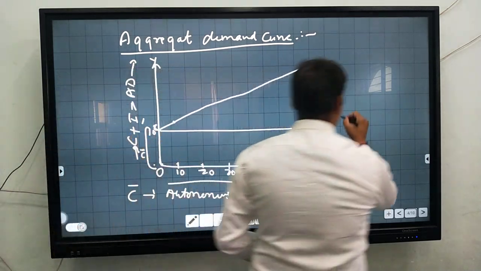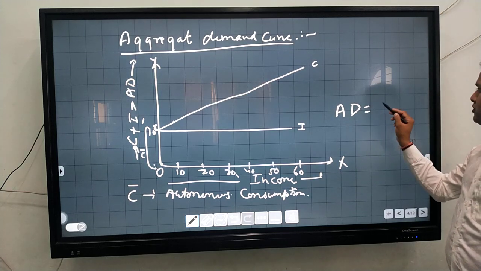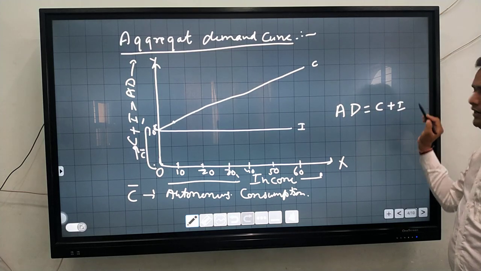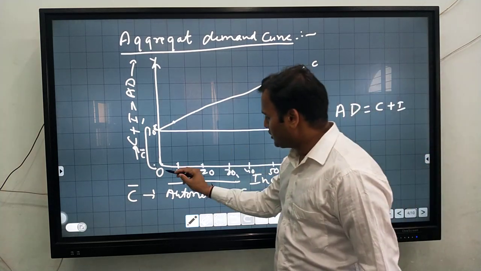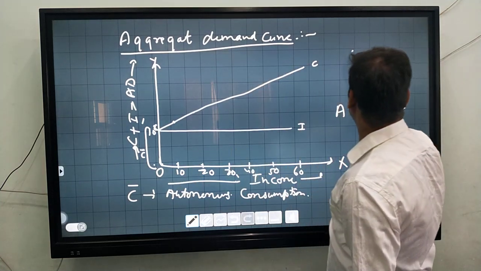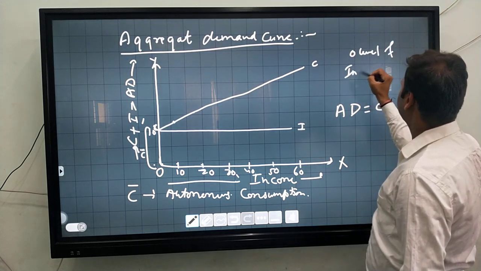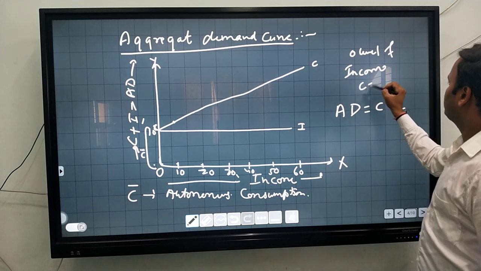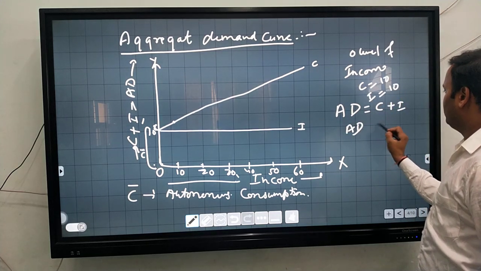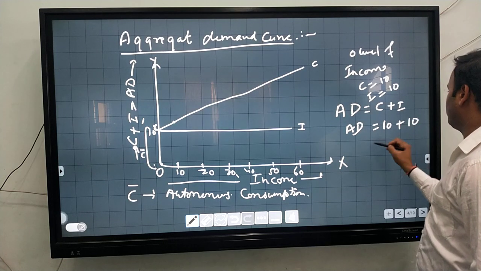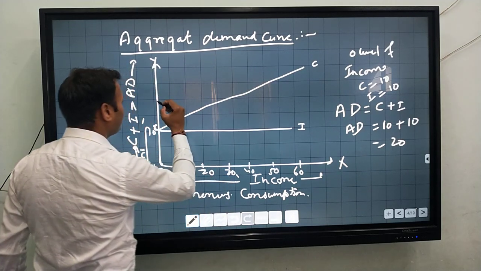Now we'll plot the aggregate demand curve. Aggregate demand is a combination of consumption and investment. So for the 0 level of income, C is equal to 10 and I is equal to 10. So AD is 10 plus 10 for the 0 level, and that is 20. So aggregate demand starts from 20.